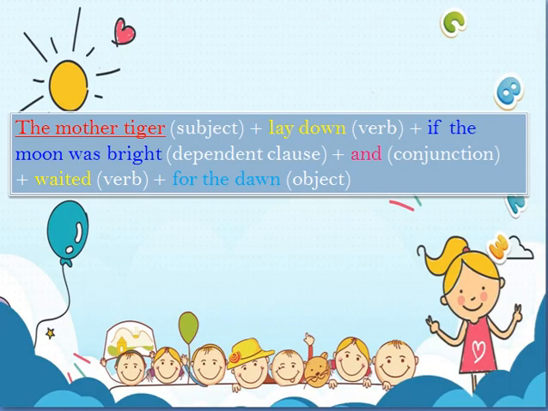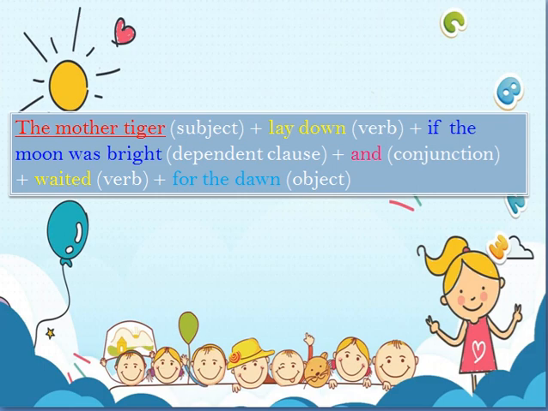The mother tiger is the subject. Okay, the mother tiger is the subject. If you ask who is doing the action, you will get the answer that the mother tiger is doing the action. So the mother tiger is the subject. Generally an English sentence begins with the subject. So here the subject has sat at the beginning. Next is lay down, that is the verb.